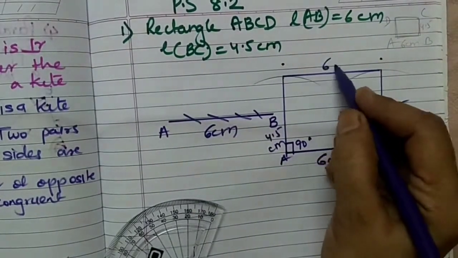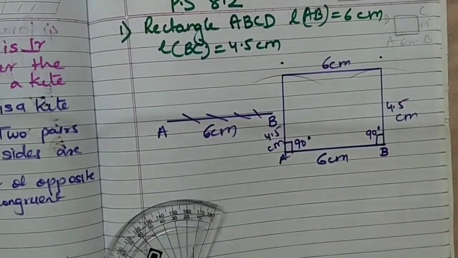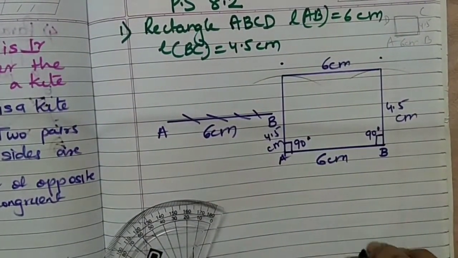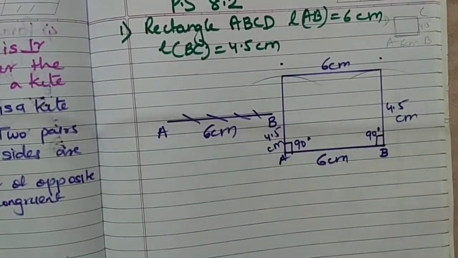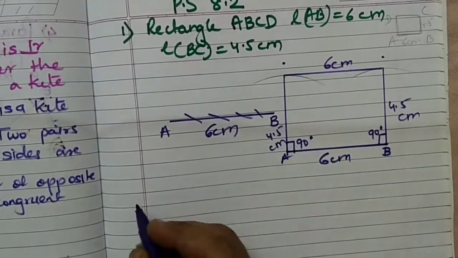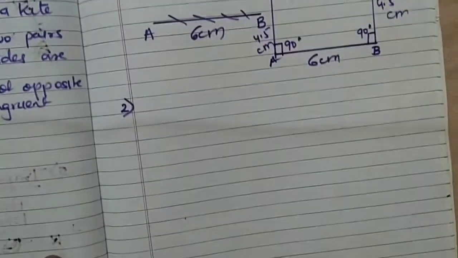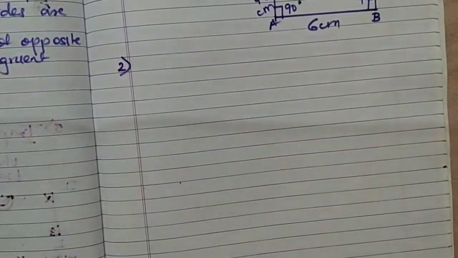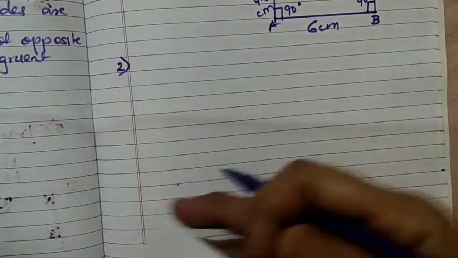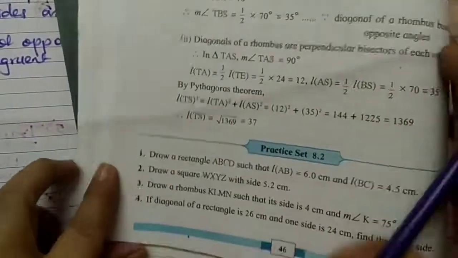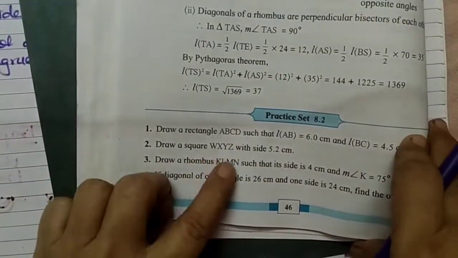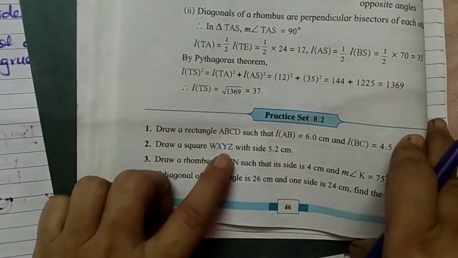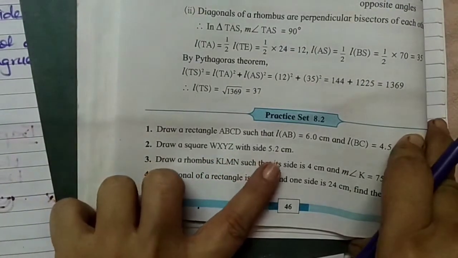This is 6 centimeter. So we have drawn the rectangle. Now we'll do the sum number 2. Let us see what is the sum number 2. Draw a square WXYZ with side 5.2 centimeter.